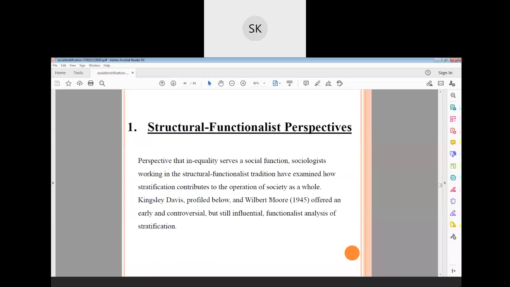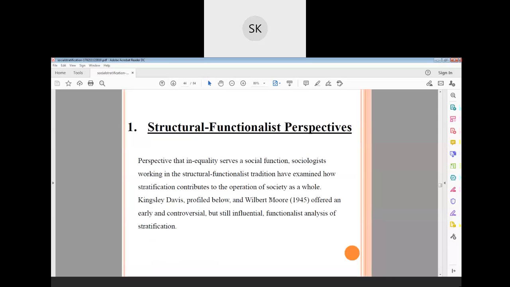The structural functional perspective holds that inequality serves a social function, and sociologists working in a structural functionalist tradition have examined how stratification contributes to the operation of society as a whole. That is, inequality serves a social function, because in every social function it is inequality that serves. This is the sociologists' perspective.